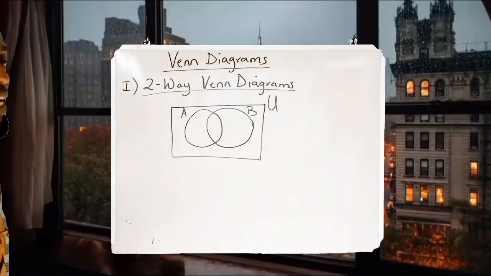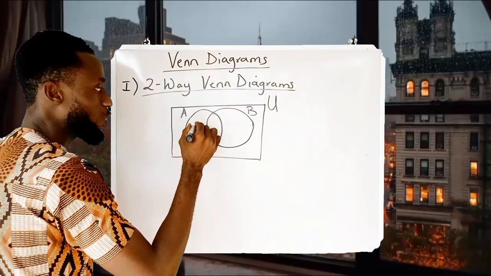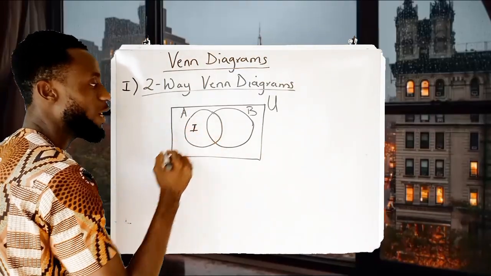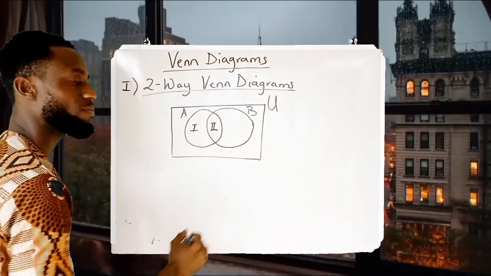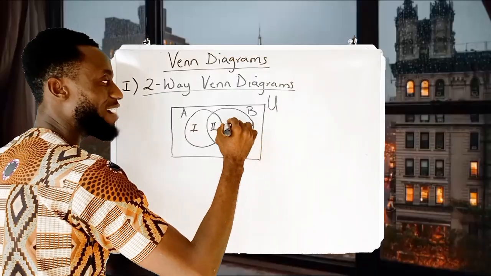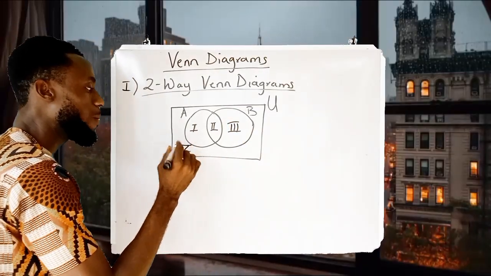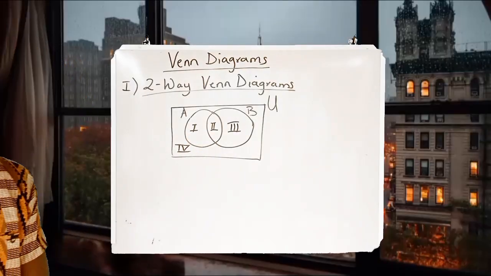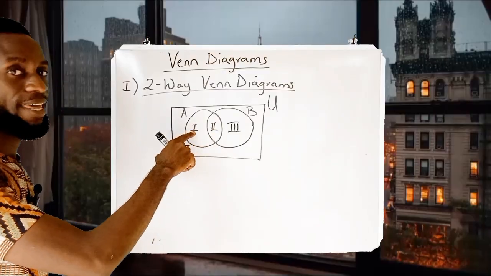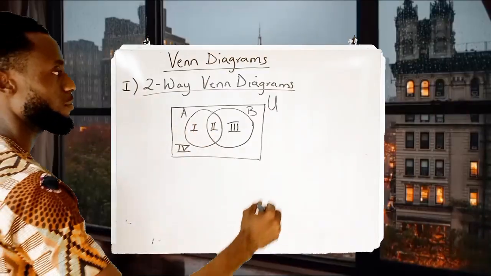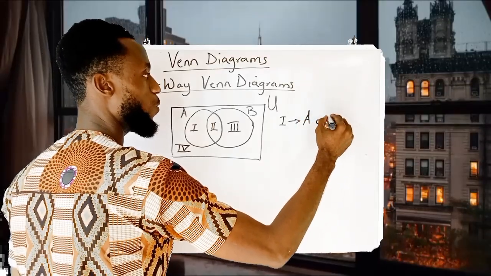So a 2-way Venn diagram has 4 major compartments. We have the region that has A only. We have the region that has both A and B. We have the region that has B only. And then we have the region outside all of them combined, outside the two of them. So this first region is called A only.